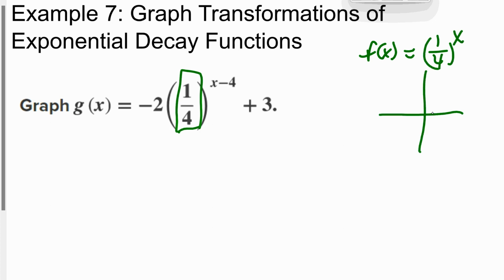It's 1/4, so it's going to go down towards 0. So (0, 1), and then (1, 1/4). So it's going to look something like, get closer to 0 and go up like that, right? So we're just saying, how does this one transform?